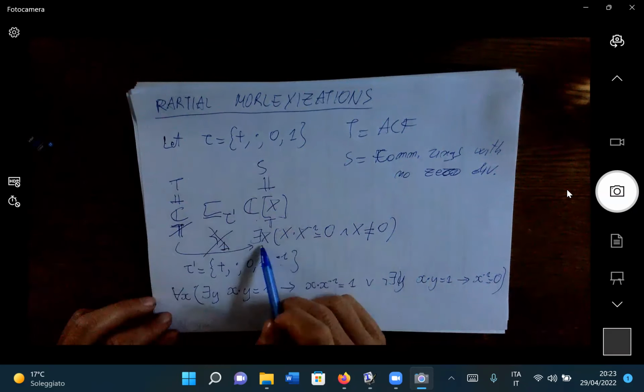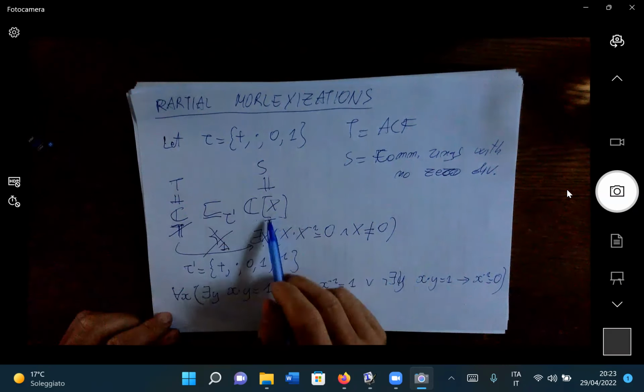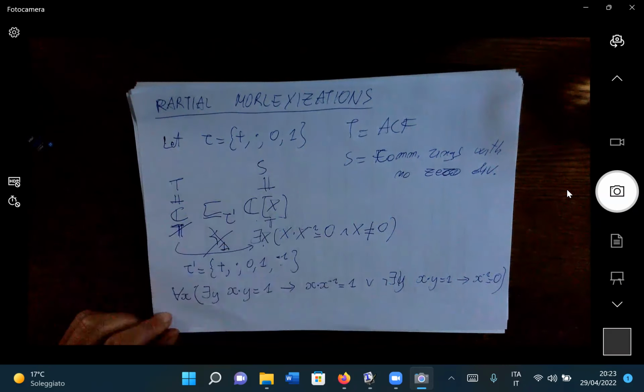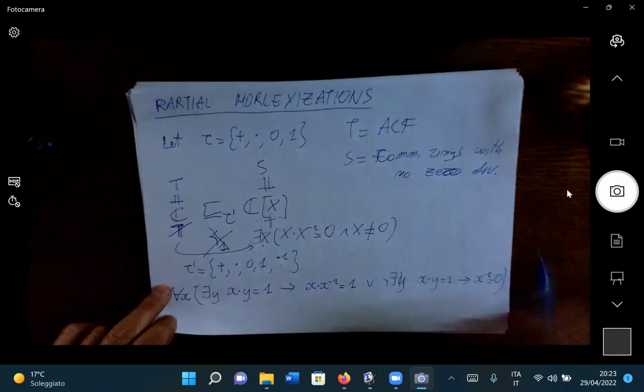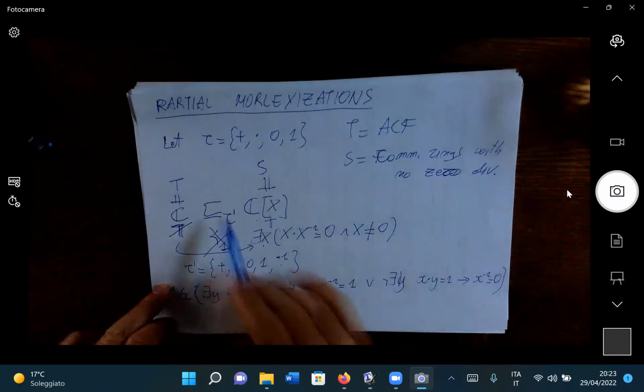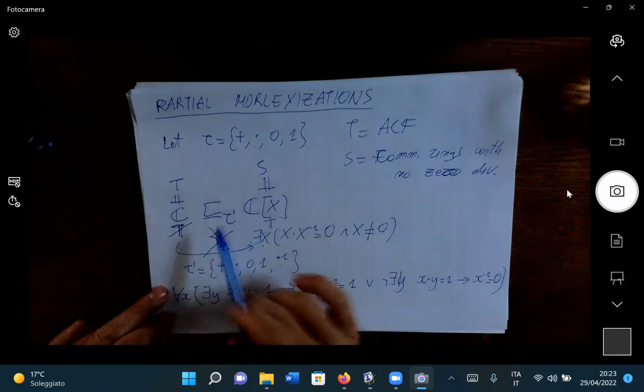Okay, so we get a Sigma 1 sentence, which is true in this bigger structure and does not reflect here. So we changed the signature, and with the old signature, everything was fine.